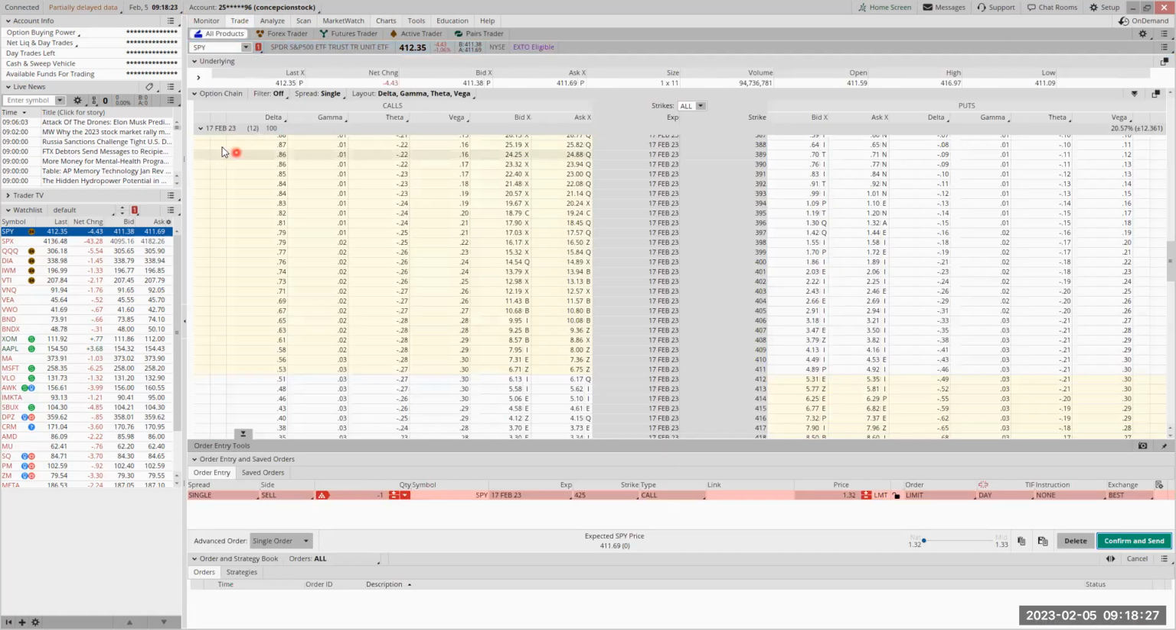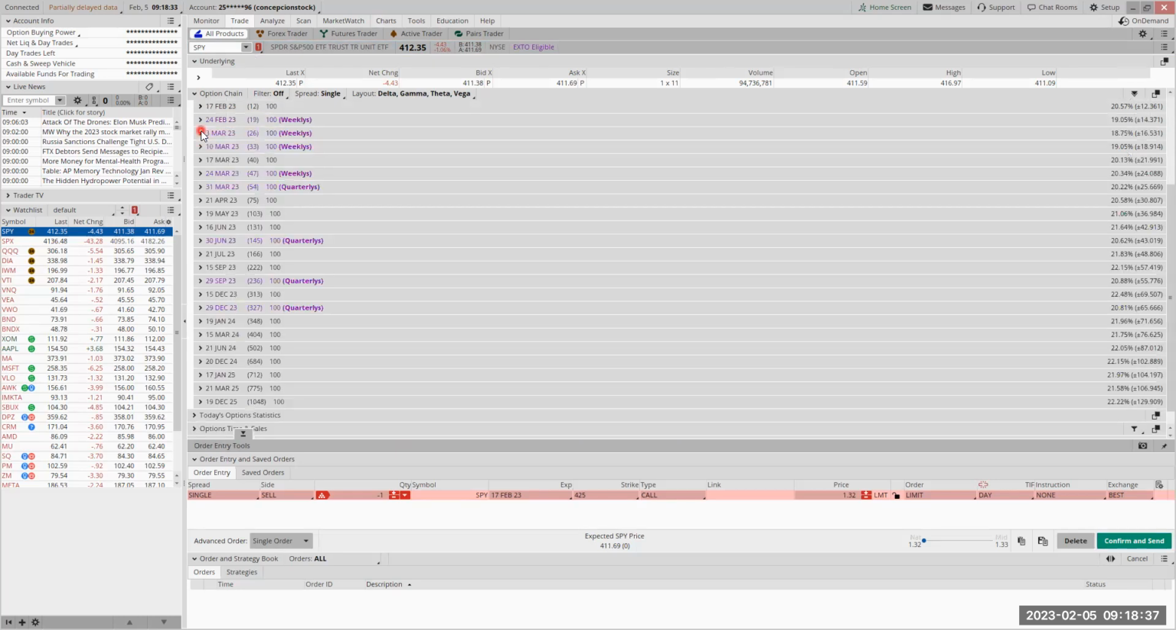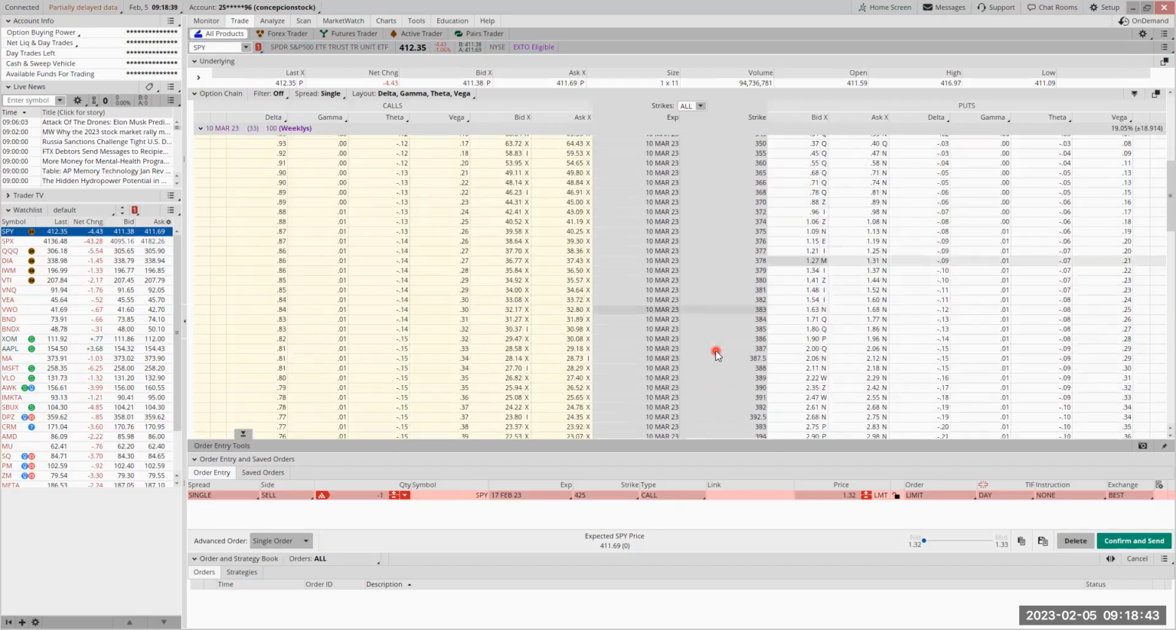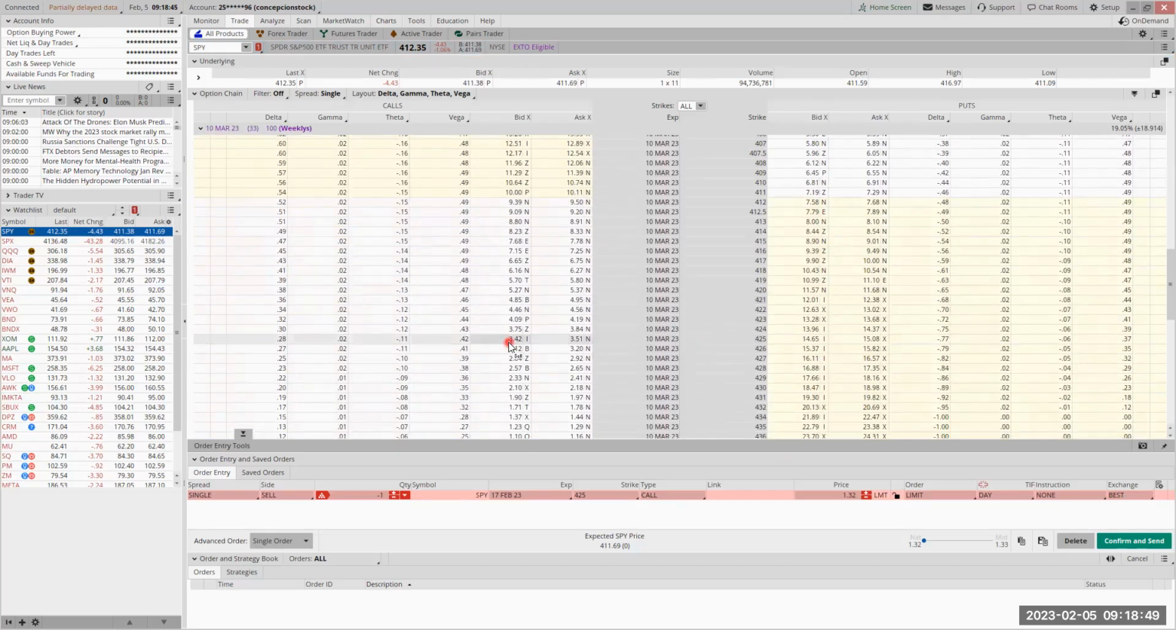So once again, 12 days away, we can go ahead and earn a premium of $132. And let's see if we went out further. Say we went out 33 days to 10 March. Scroll down to 425. And now instead of $132, we can make $342.